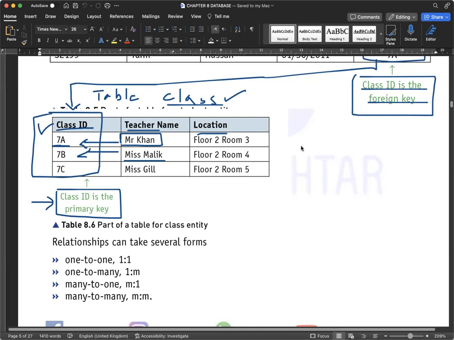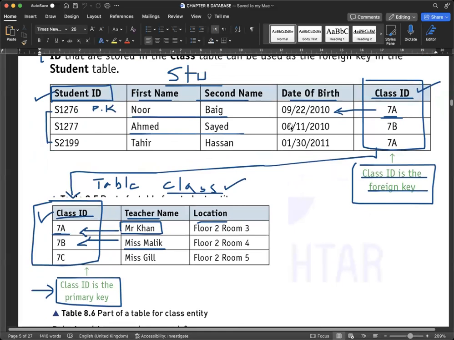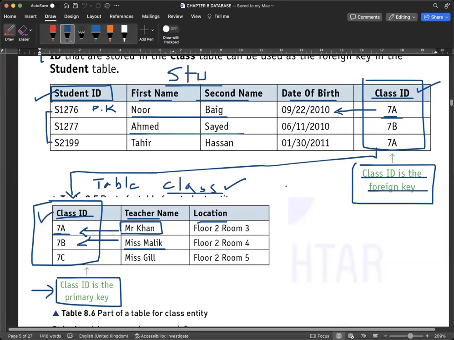Remember? The two tables are combined with the help of keys. The foreign key must be the same in both tables. You can see the class ID is the same in the student table, and the class ID is the same in the class table. In the second table, class, class ID is also a primary key because this key is unique. So it is possible that a foreign key can be a primary key.